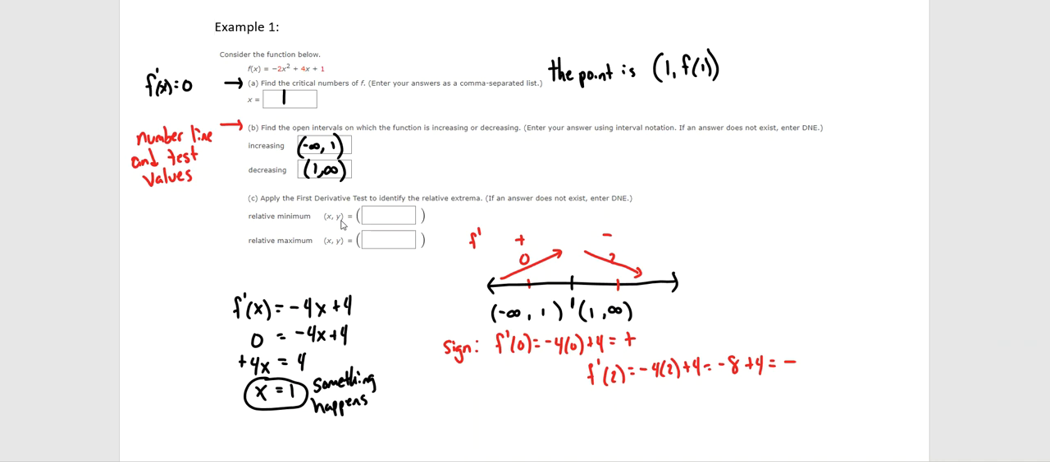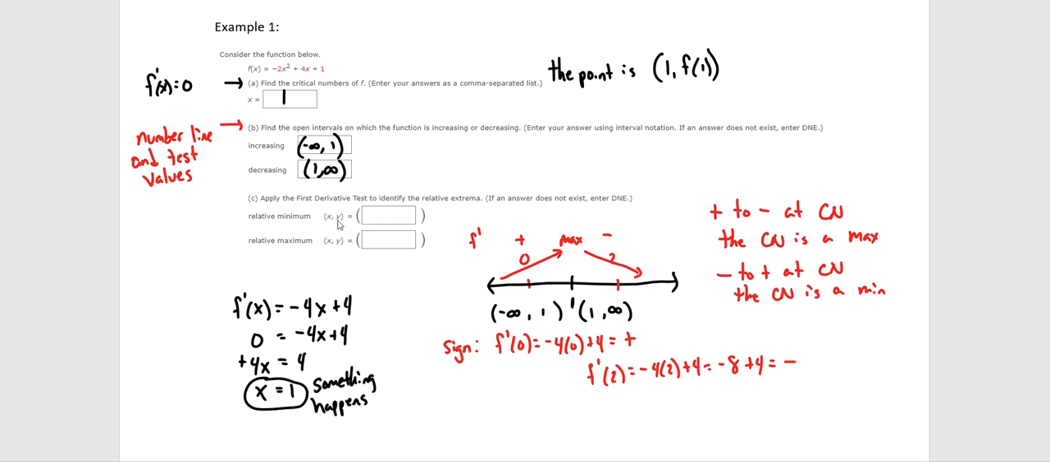Alright, now the first derivative test to identify the relative extrema, that's what we did here. By finding the first derivative is positive and then negative, the first derivative test tells us if it changes from positive to negative at a critical number, the critical number is the location of a maximum. If it changes from negative to positive at a critical number, the critical number is the location of a minimum. And here we can see that we have a maximum at 1.